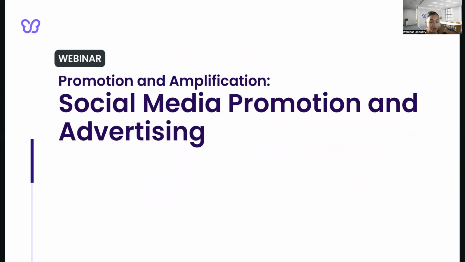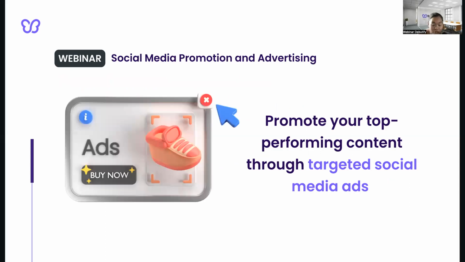So now we know the distribution channels. Let's see the paid options. One way is through social media promotion and advertising. Ads in social media are powerful tools to amplify your content and reach a wider audience. Promote your top performing content through targeted social media ads to maximize its visibility.